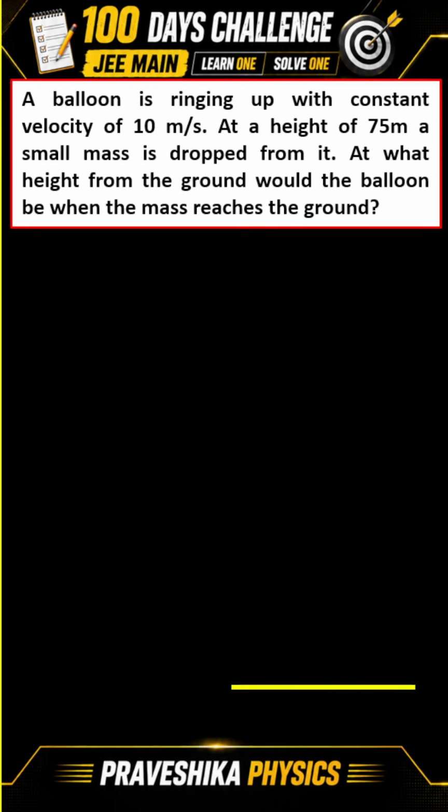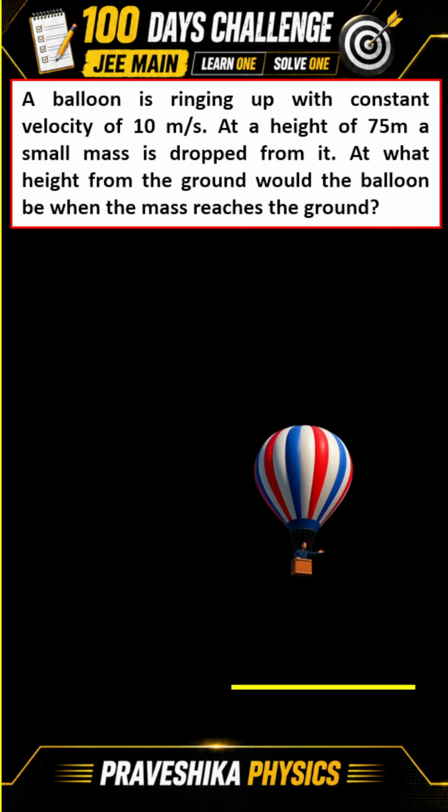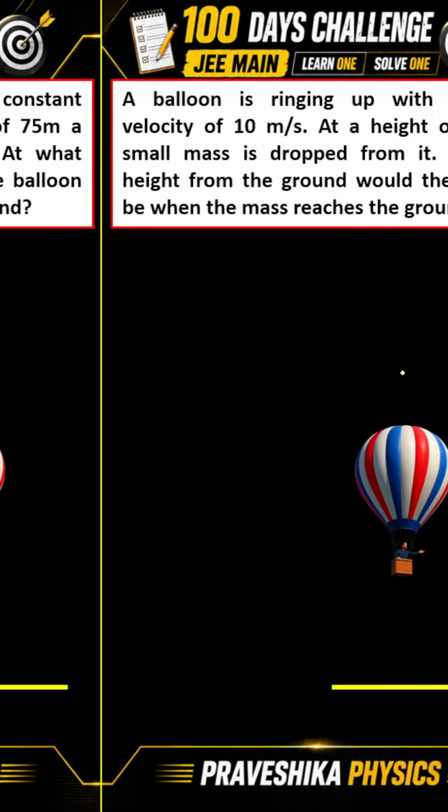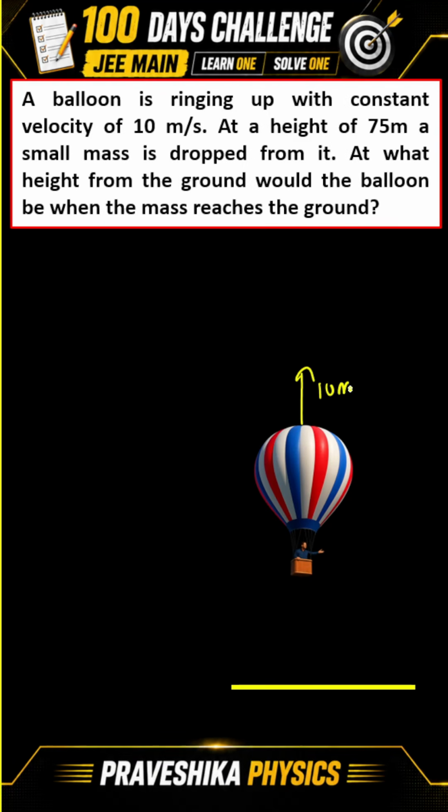See, in this balloon type of question, where the balloon is rising and some mass or stone or ball is released from the balloon, students somewhat feel difficulty in solving this. Why? Because here the balloon is moving upward with a constant velocity of 10 meter per second, and once it reaches a height of 75 meter, it releases a small mass.